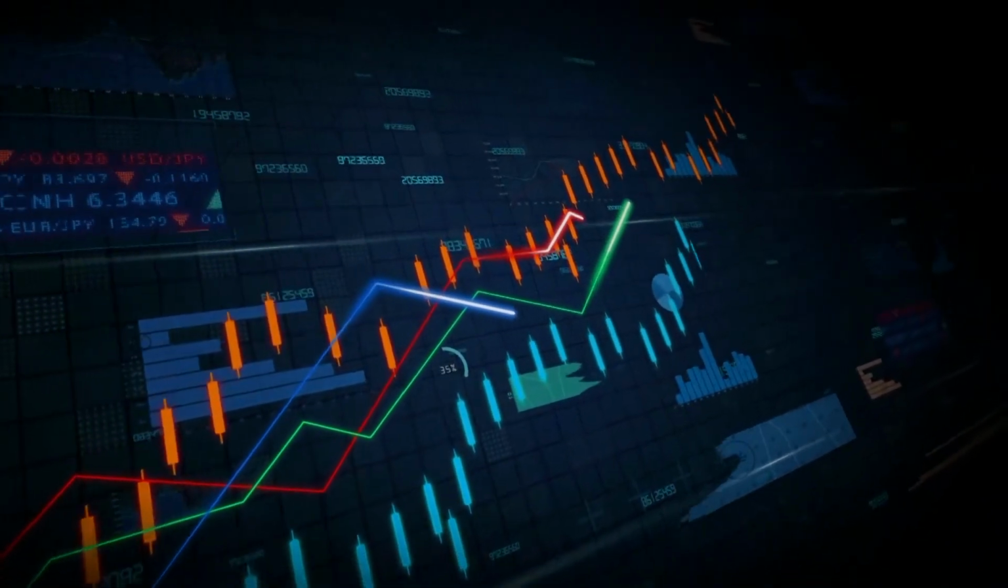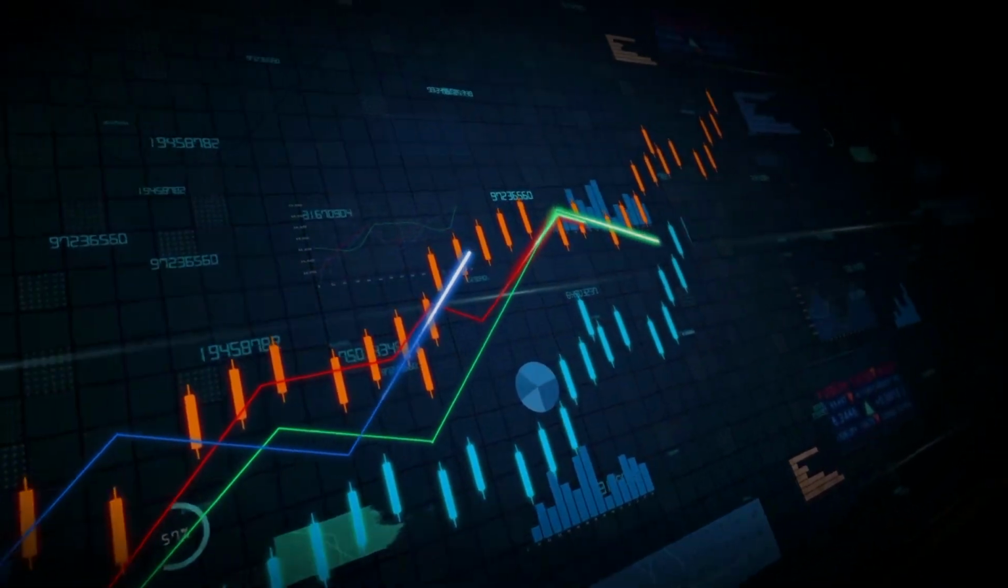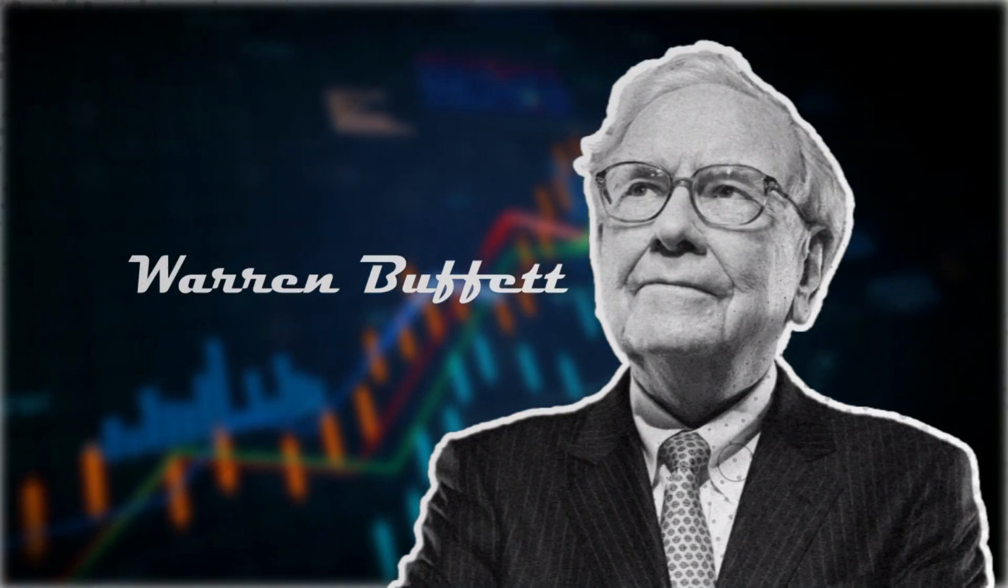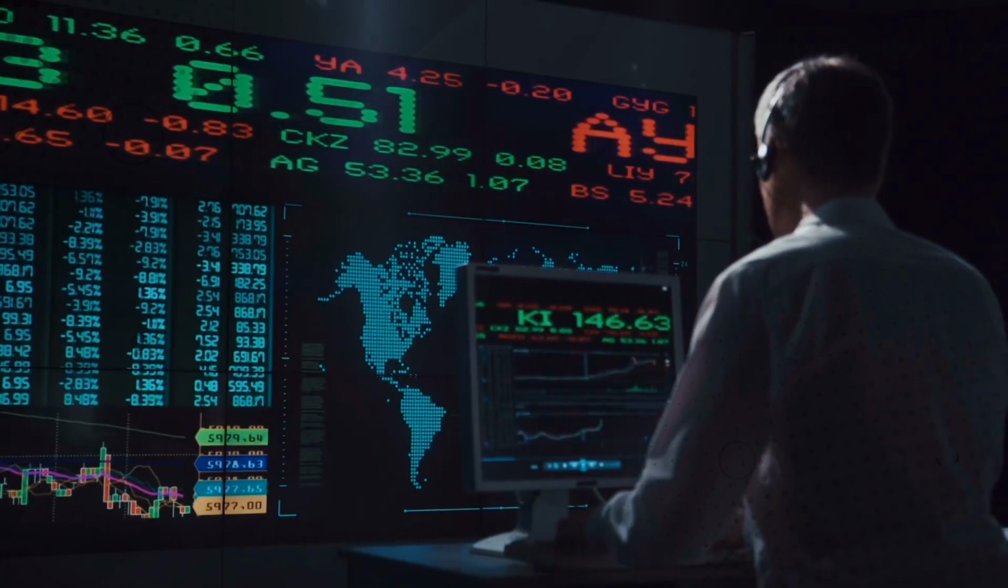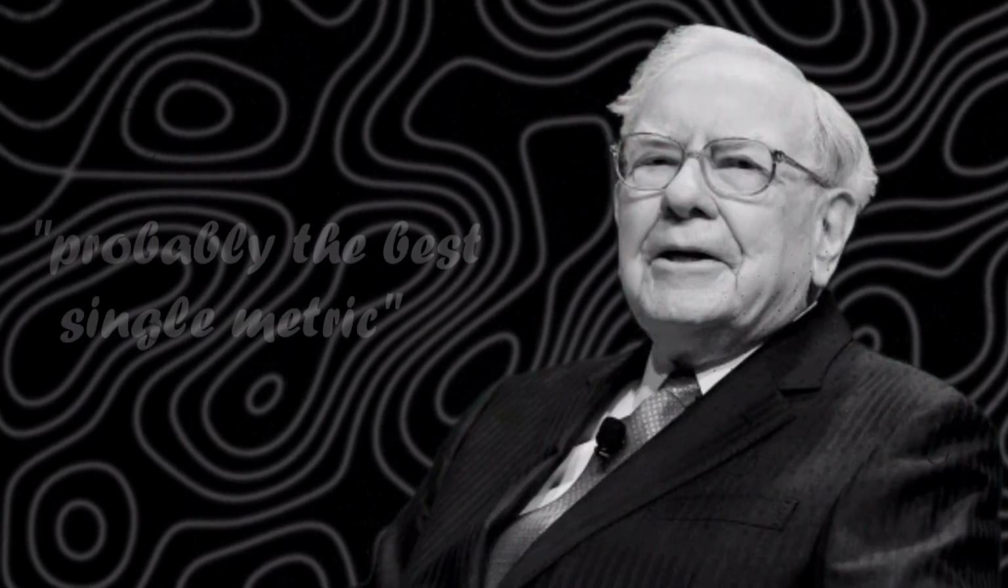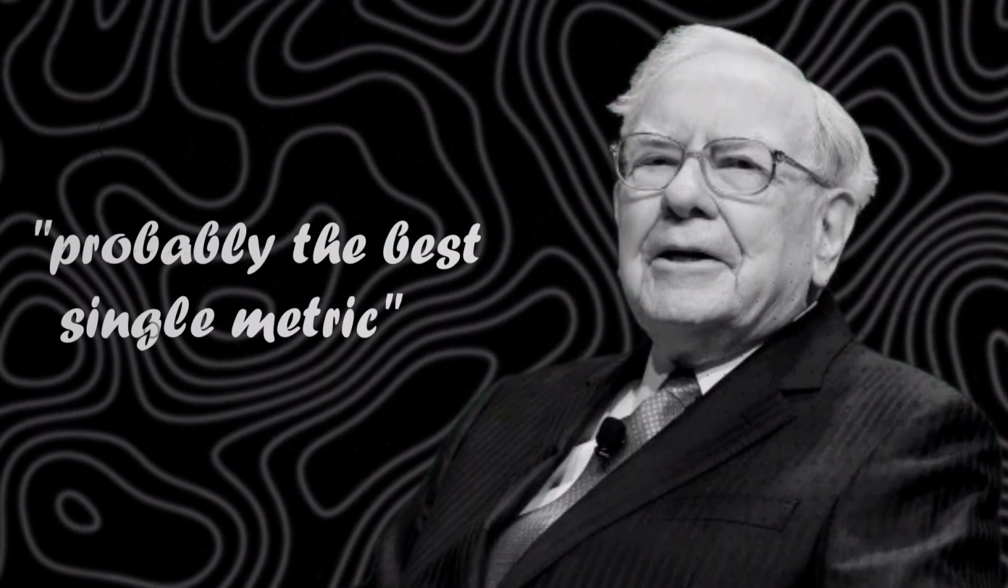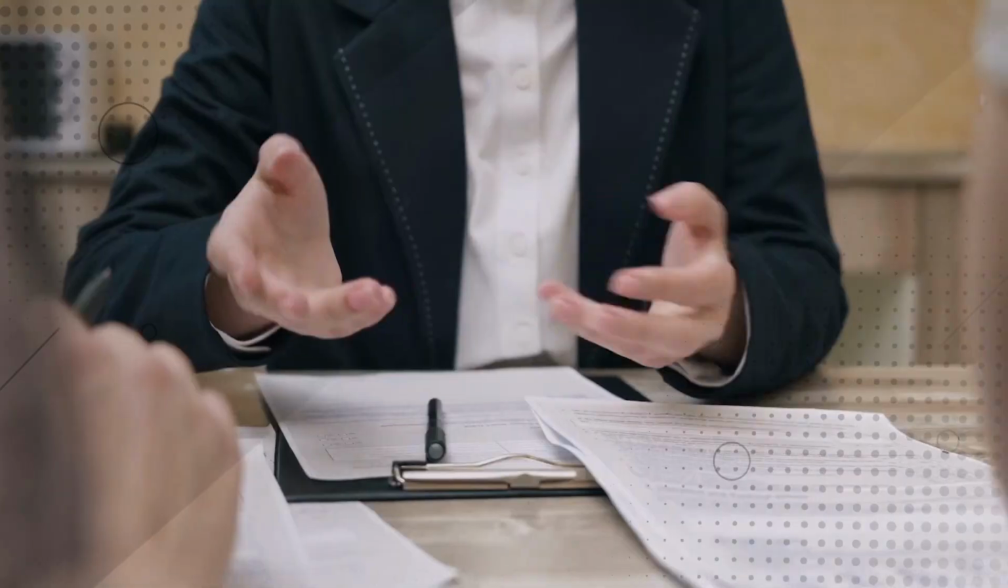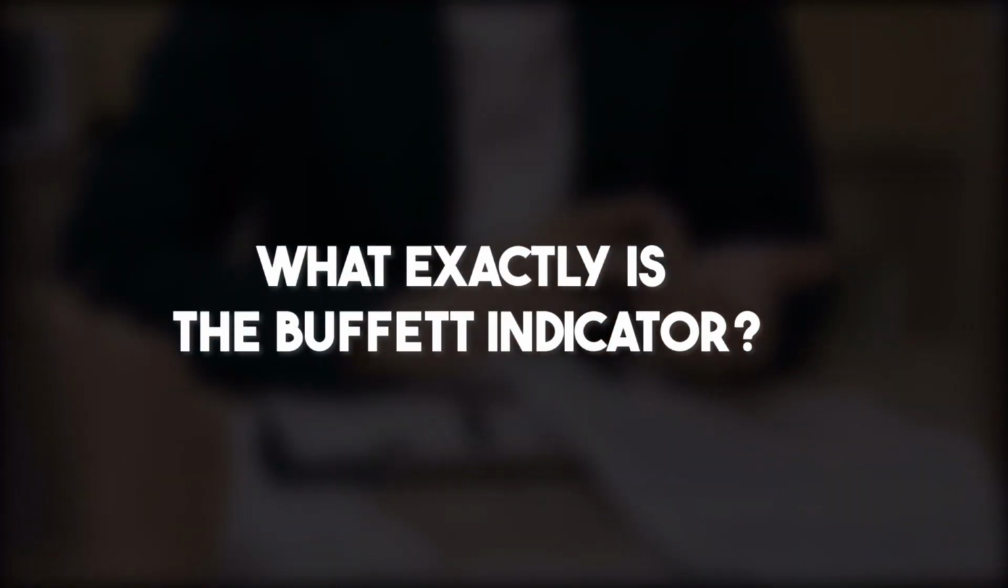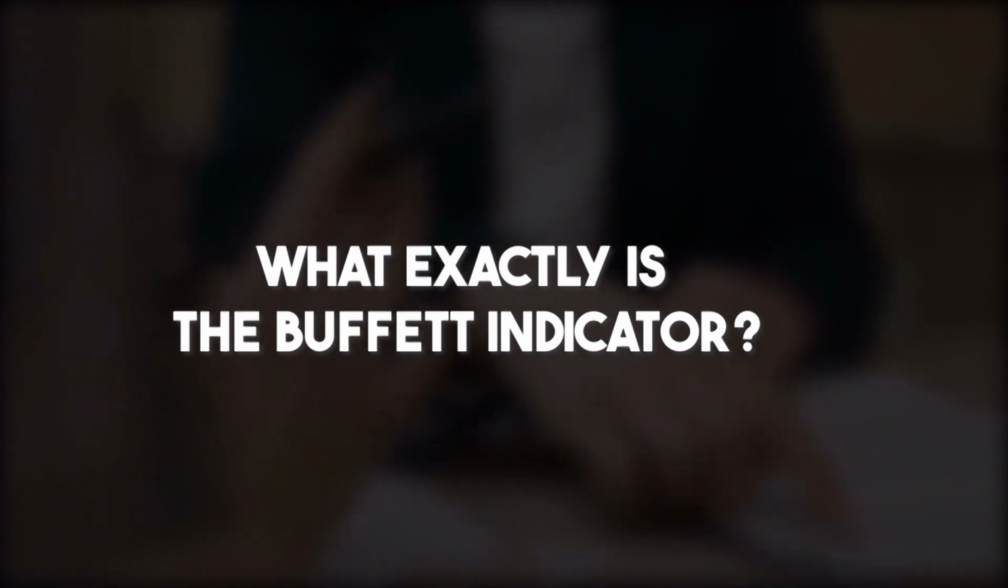What is the Buffett Indicator? The Buffett Indicator, named after the legendary investor Warren Buffett, is a measure often used to assess the valuation of stock markets. Buffett himself described this indicator as probably the best single metric to assess the state of a stock market. But what exactly is the Buffett Indicator, and how does it work?